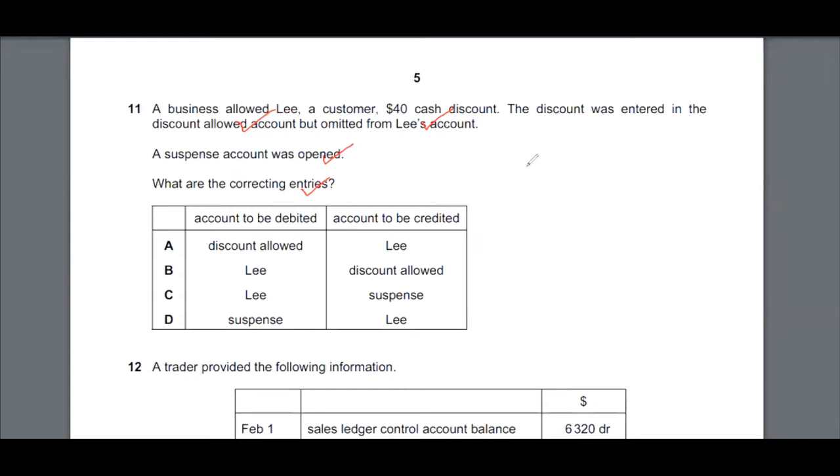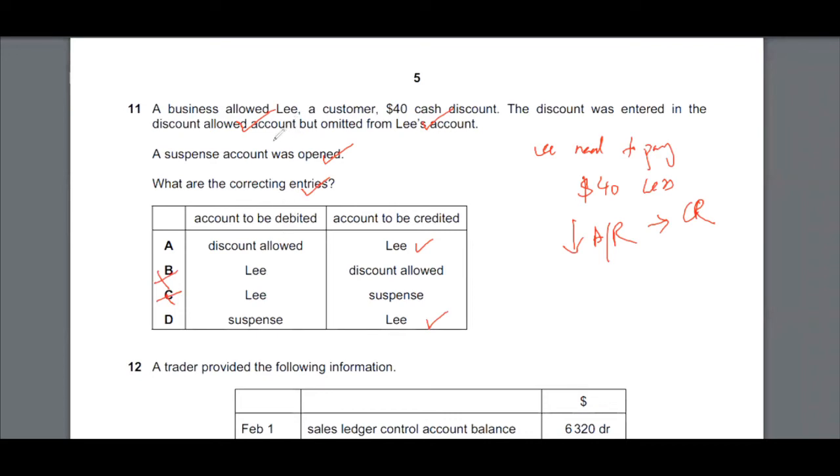So Lee is a customer, and a discount was allowed. So Lee needs to pay $40 less, which means you have to reduce your accounts receivable. How do you reduce your accounts receivable? You reduce it by crediting it. So where do you see the credit side? Option A and option D. So it's not going to be B or C for sure.